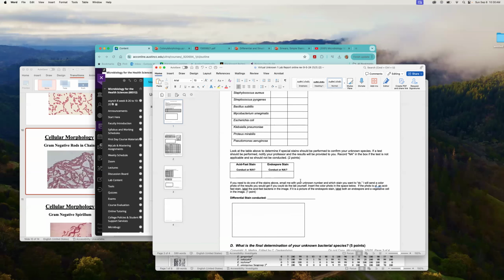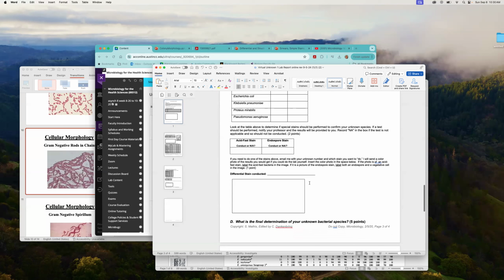And then you would look at your sample. Did your sample have a positive acid-fast, or did it not? Did it have a positive endospore slide, or was it not there? So if you need one of these, it says to email me with your unknown number, but the unknown number that I gave you is going to have that in it. But if you think that you still need it, and you're in trouble, go ahead and email me or text me and we'll figure it out.